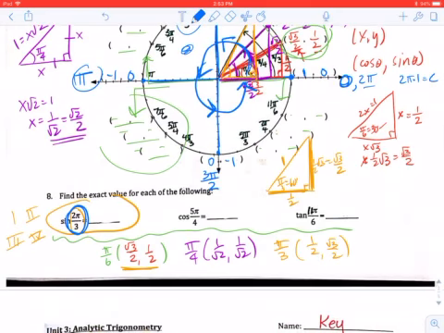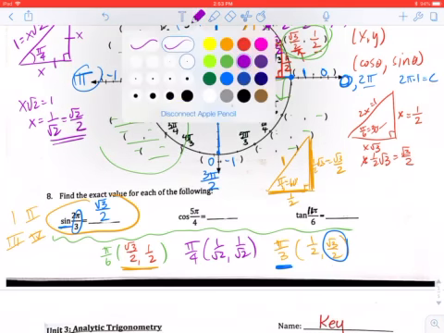So in my second quadrant, sine is positive, so I know that I'm going to get a positive. I know it's pi over 3 because I can see that right here. It's my sine, which is my y coordinate, so my answer is √3 over 2, and it's positive because it's in the second quadrant.